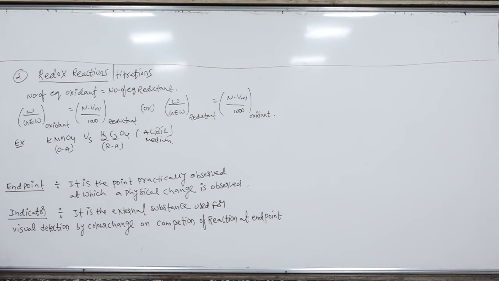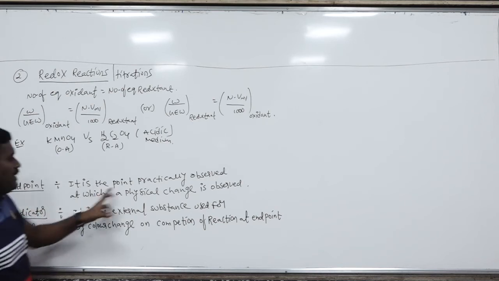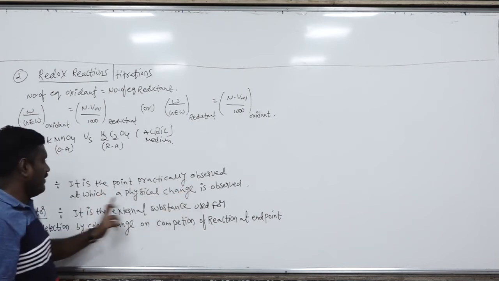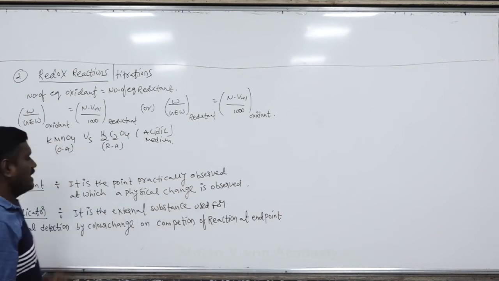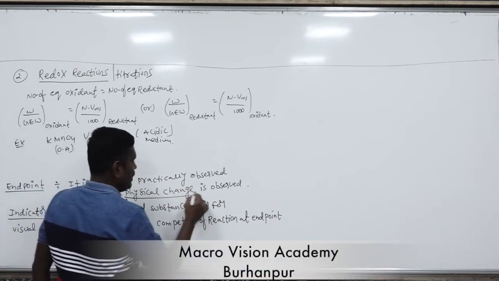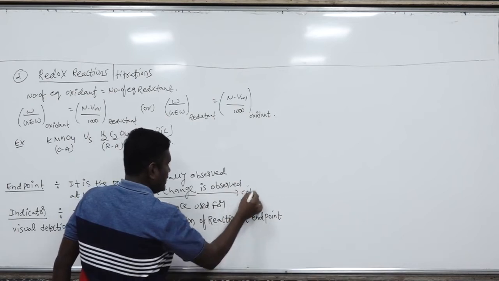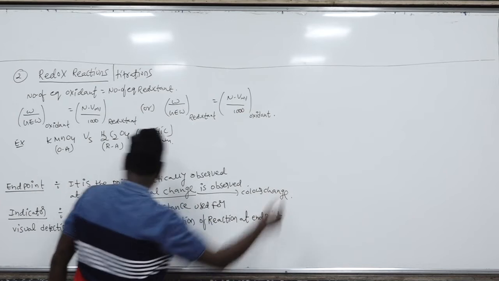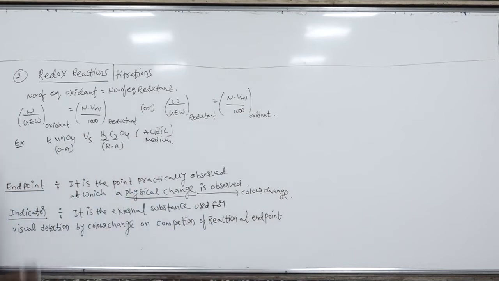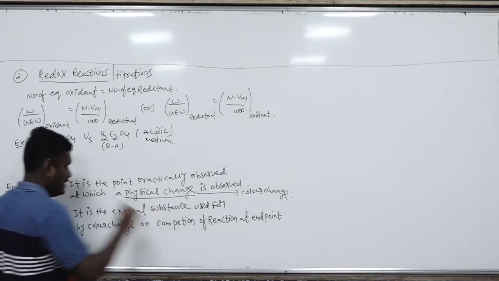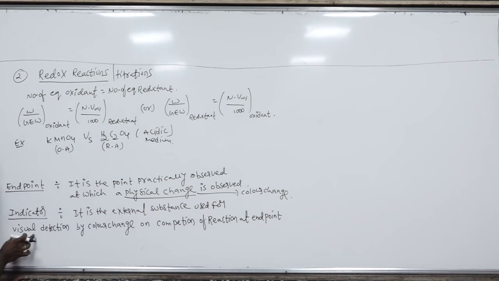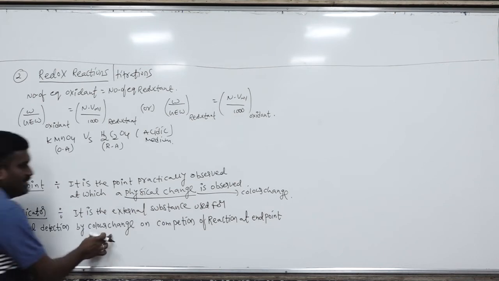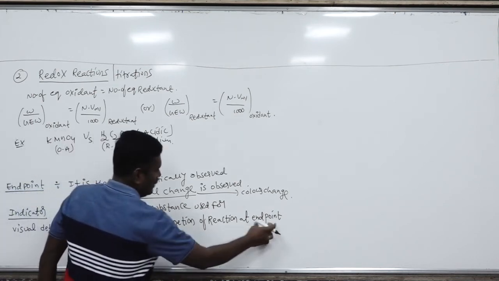Okay. Now, end point is a point practically observed at which a physical change occurs. Physical change in the sense mostly color change. Mostly we can say color change. Are you getting my point? Now, for such purpose, we use some external substance which is known as an indicator. Indicator is an external substance added to the reaction mixture so that visual detection by color change on completion of the reaction at the end point.